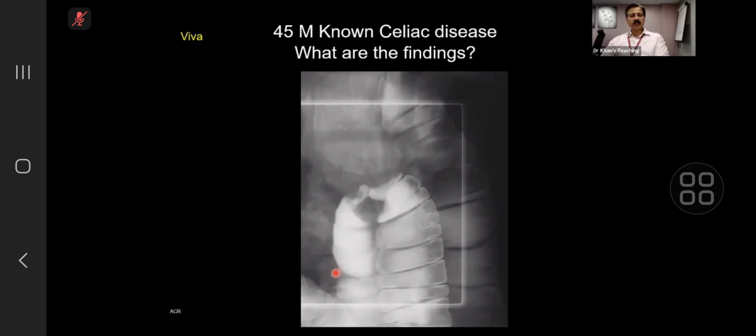Excellent. So celiac disease also is associated with lymphoma as well as carcinoma. This is a classical malignant stricture where there is apple core appearance, overhanging edges, etc.